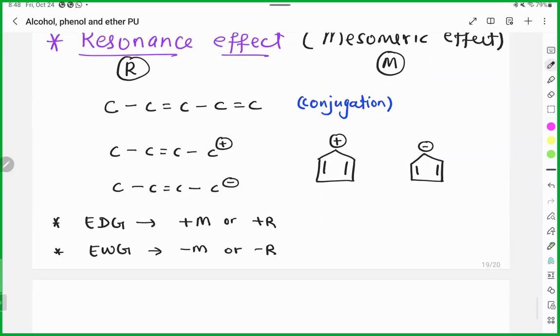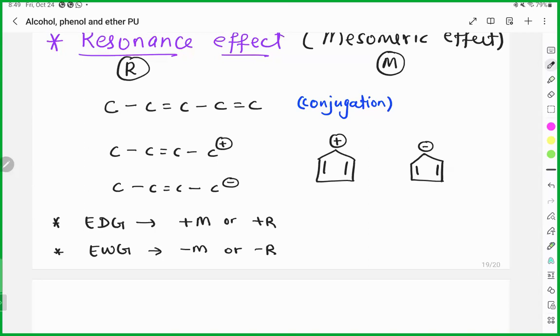Even in phenol, we are going to talk about it, there are 5 resonating structures in phenol. That's why it's highly stable. Phenoxide ion is highly stable because of the stable structure and uniformity. So we're going to talk about the same resonance effect.